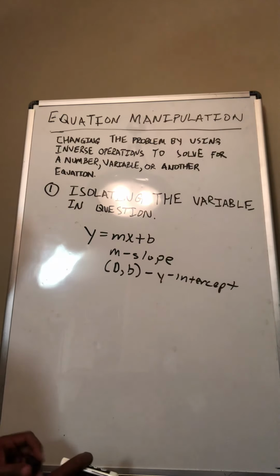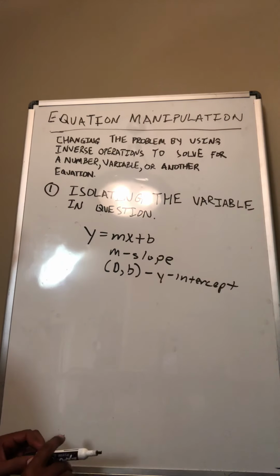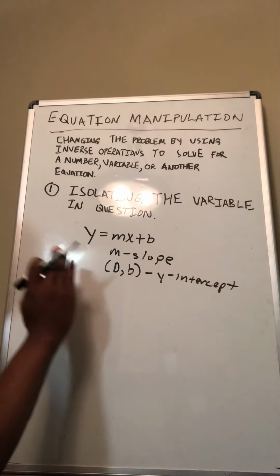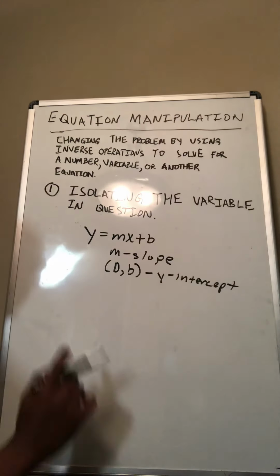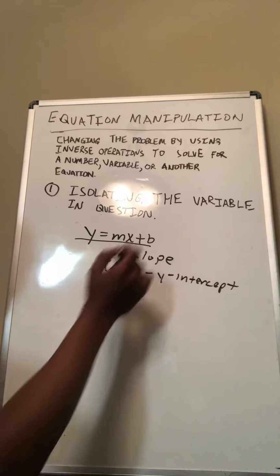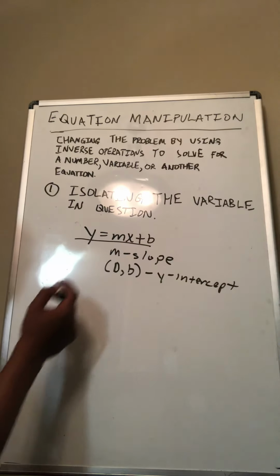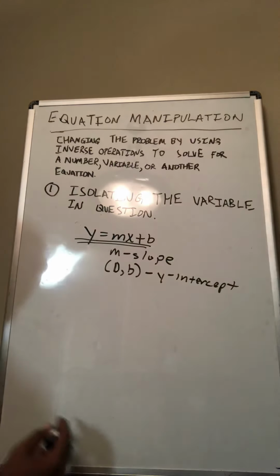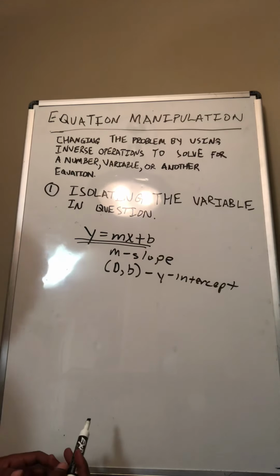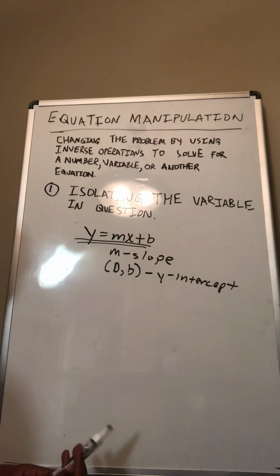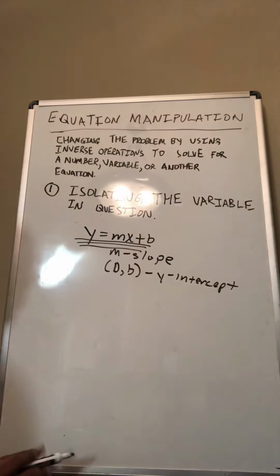It's not that students don't know how to solve for a graph once they get here. It's just they don't know how to get here. So what we're going to do is focus on isolating variables so that they can grasp the concept and they can get here.